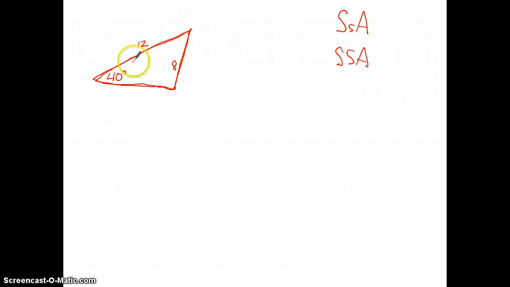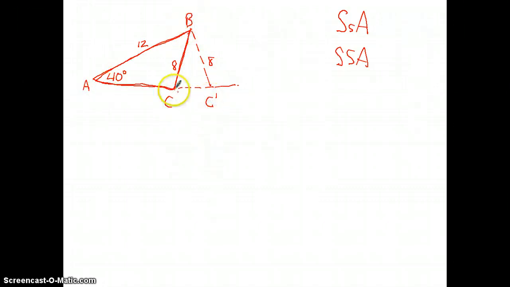Okay, there's a triangle that has an 8 and a 12 next to a 40 degrees. It looks like that. And if you think about it, I could extend this line, and that 8 could also sort of fall this way. And there's another triangle that has an 8 next to, call it C prime.